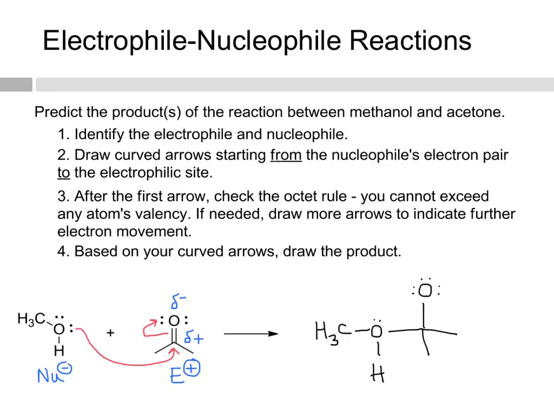Always look at formal charges. So here you can see that oxygen is making 3 bonds. So this has got a formal positive charge, and this oxygen has a formal negative charge. And that's how you draw the product of an electrophile nucleophile reaction.